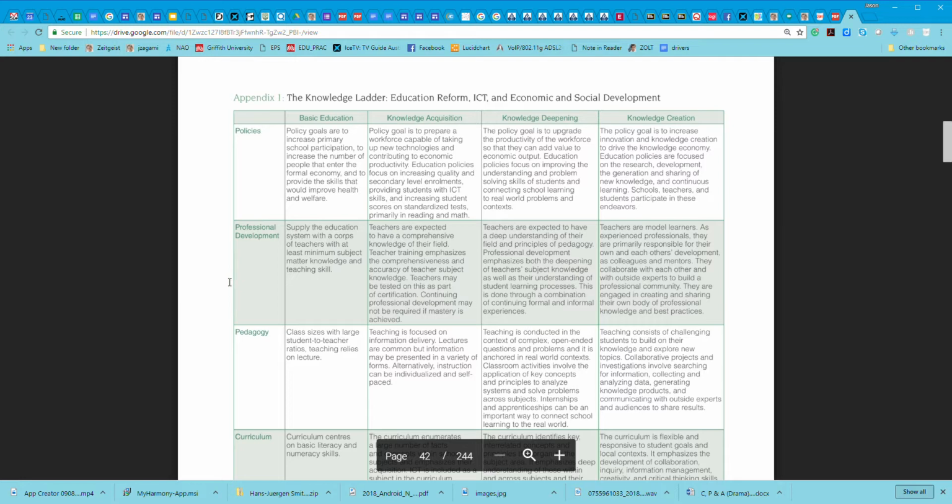So there's a table here that provides a summary, and it goes through 4 levels of development, from basic education needs, knowledge acquisition needs, knowledge deepening, and knowledge creation. And it provides just a nice overall summary of how things can progress in each of those categories.